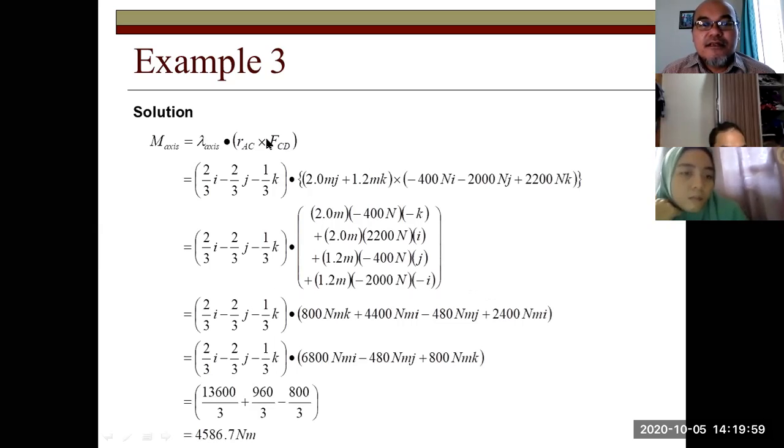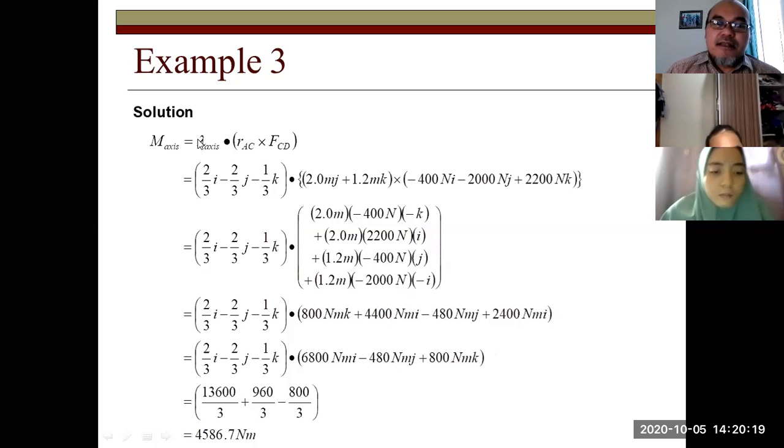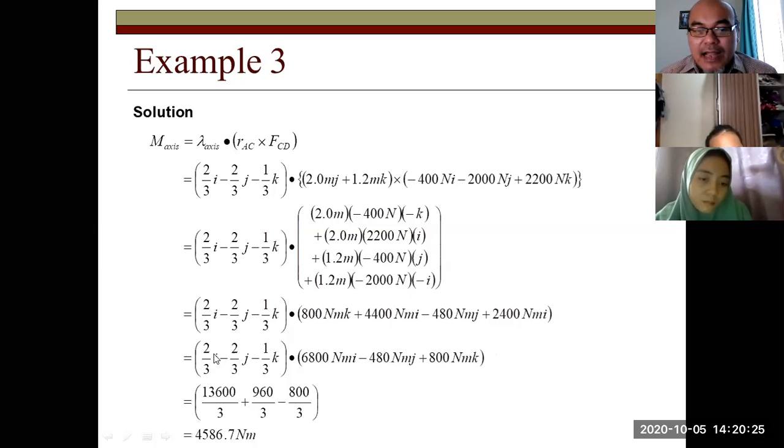Then dot product with RAC cross FCD. This one, RAC cross FCD, is basically what we have obtained in the previous session. We have calculated it in the previous example, the moment about point A: 6,800 newton meter I minus 4,800 newton meter J plus 800 newton meter K, dot product with the lambda of the axis, 2 third I minus 2 third J minus 1 third K. So the I component multiplied by the I component plus the J component multiplied by the J component plus the K component multiplied by the K component, for the dot product. So then we obtain 4,587.86 newton meter.